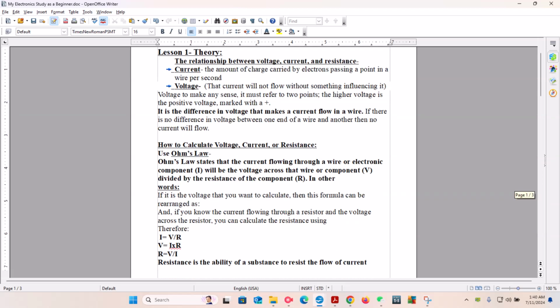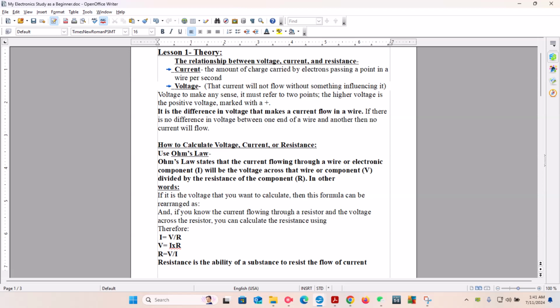Now, let's talk about how voltage, current, and resistance are calculated. When we talk about resistance, we talk about something called Ohm's law. It's named after a man by the last name of Ohm. Ohm's law states that the current I flowing through a wire or electronic component will be the voltage V across the wire or component divided by the resistance R of the component. So therefore, I equals V divided by R.